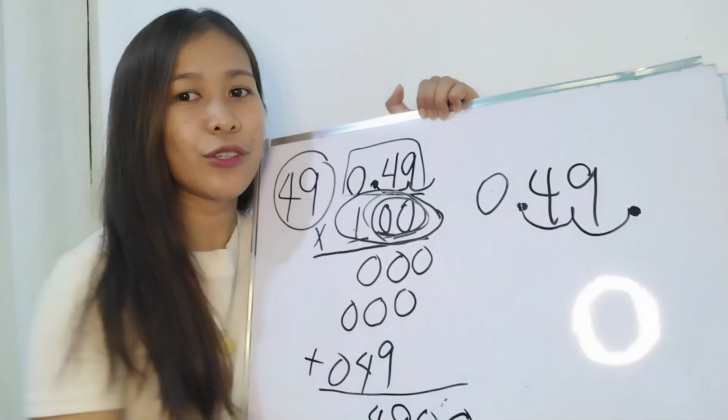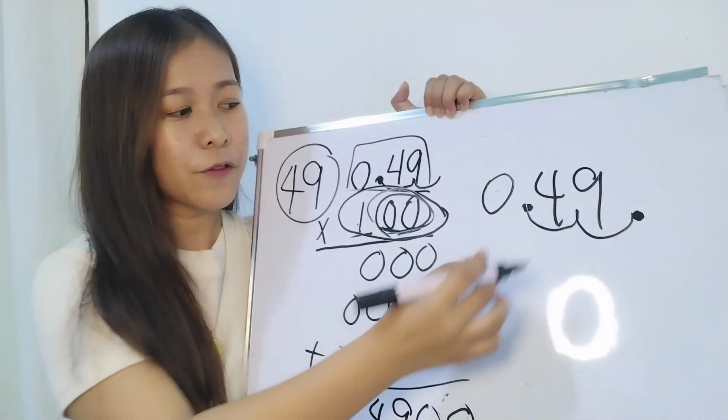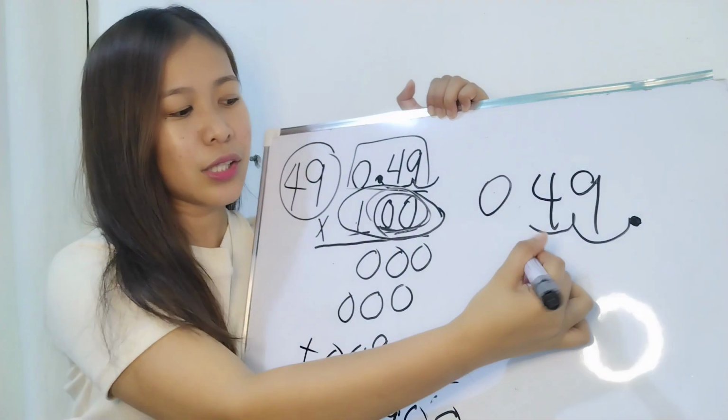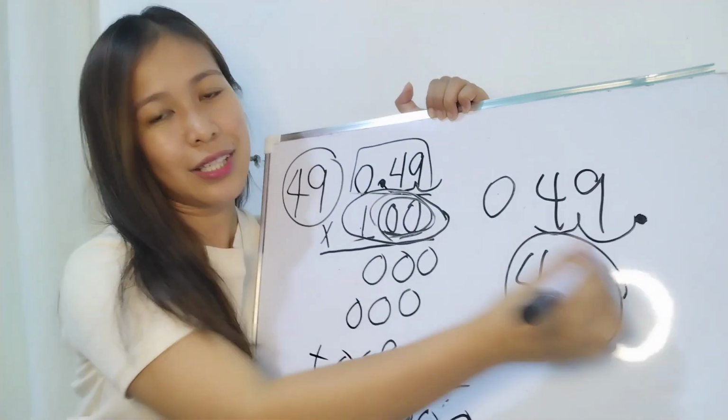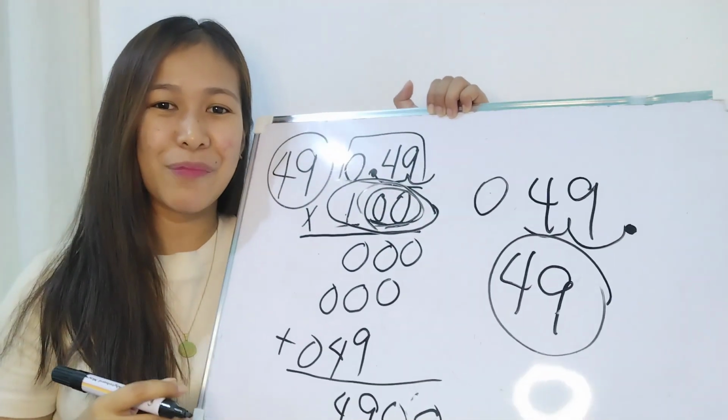And then, nandun na yung iyong decimal point, right? Therefore, wala na siya dito. And then, your answer is 49. Ganun lang kasimple. Okay?